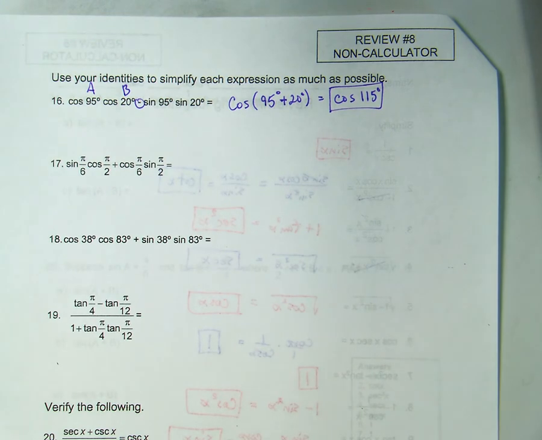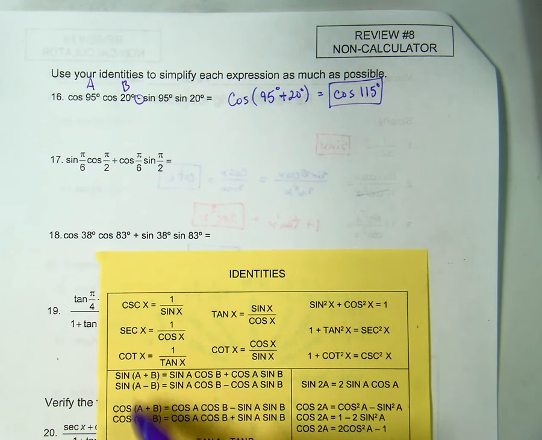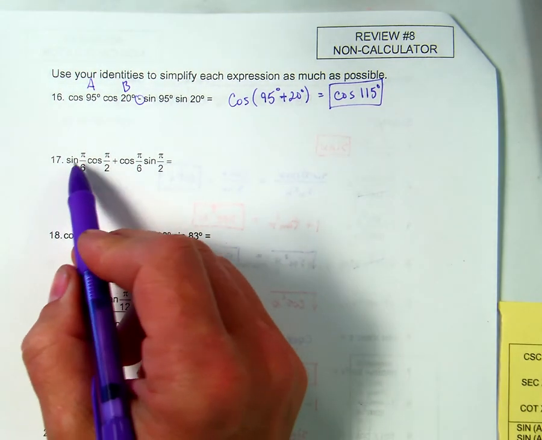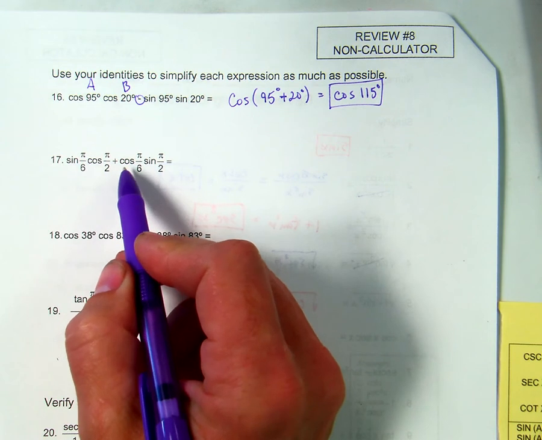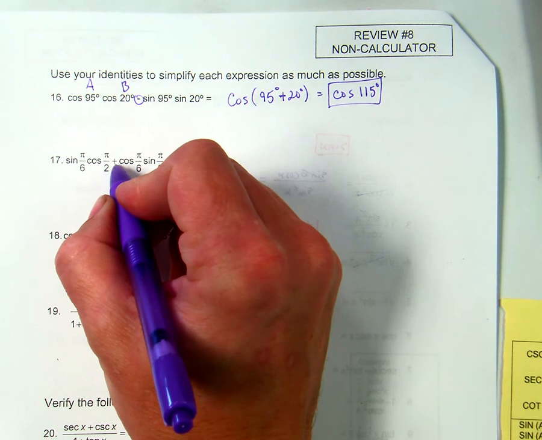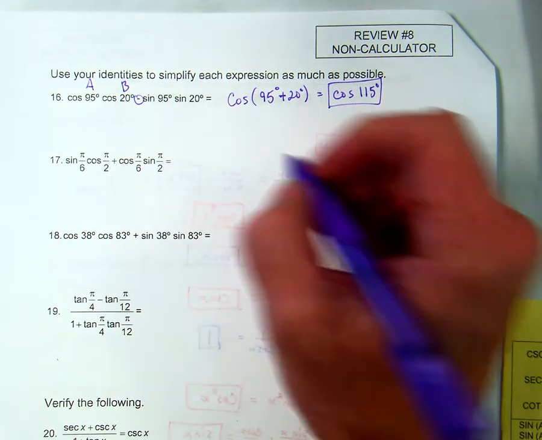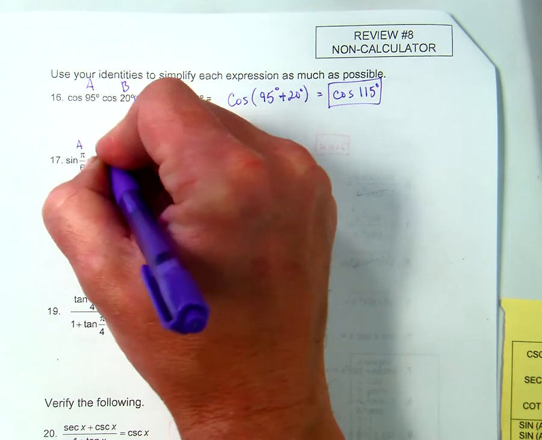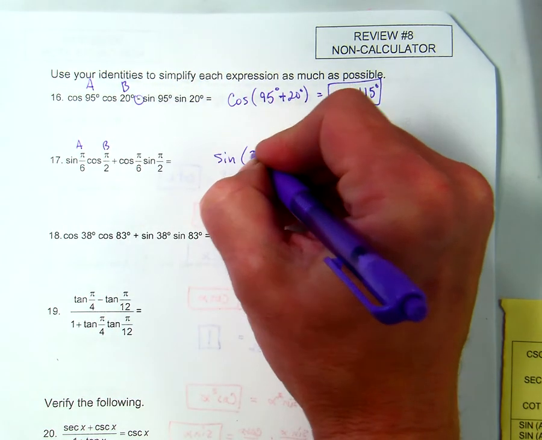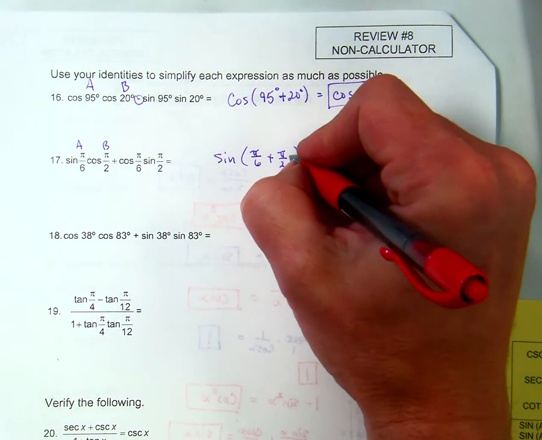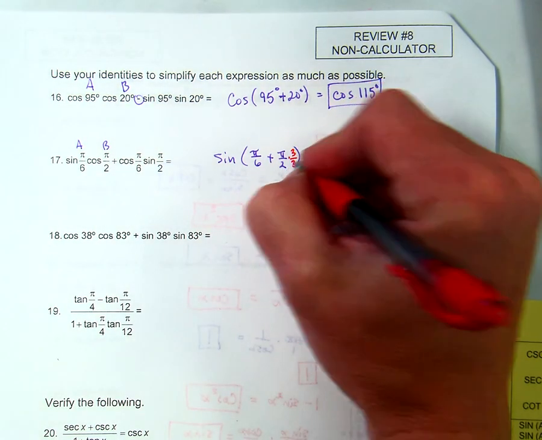Number 17, very similar scenario here. We're going to use the same group of identities, the sum and difference identities. This is a sine cosine, and we call it flip-flopping, right? It flip-flops sine and cosine, and cosine and sine. And so this is a sine of a sum, because sine always tells the truth and it has a plus. So we have sine of two angles that are being added together. This is your A and your B. So we have pi over 6 plus pi over 2. Now, to get a common denominator, we'll multiply this by 3 over 3.